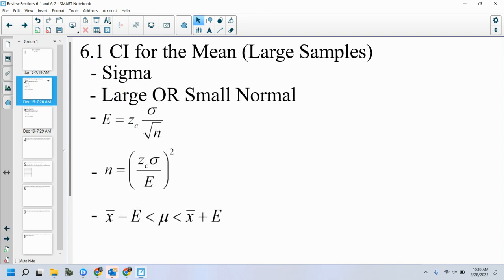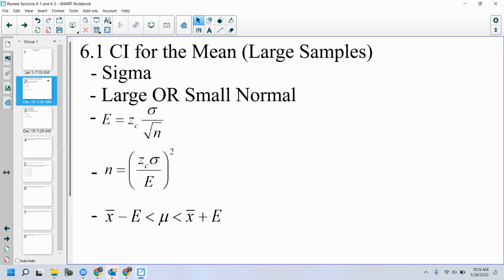Section 6.1, just to summarize everything that is covered on the test. Section 6.1 was confidence intervals for the mean, where sigma is known, or large samples. Remember, that should have said sigma known. Large or small normal, right? Remember that you could either have a large sample or it's got to be a small normal sample. You could be under 30 if you assume that the original population is normal.